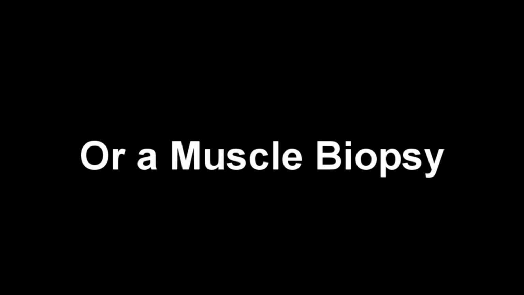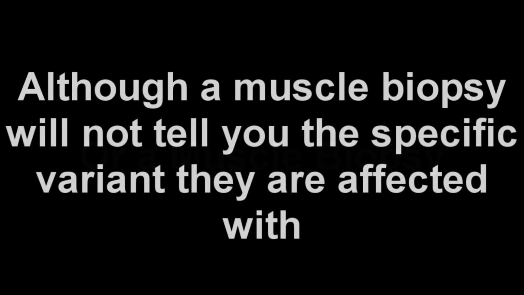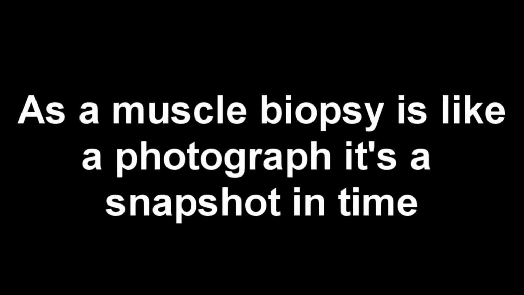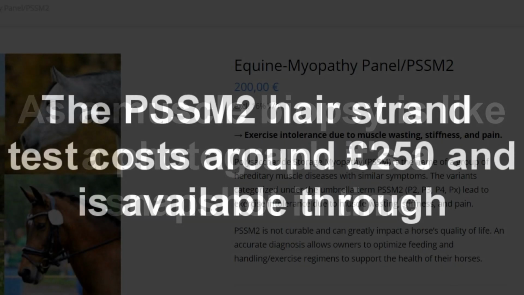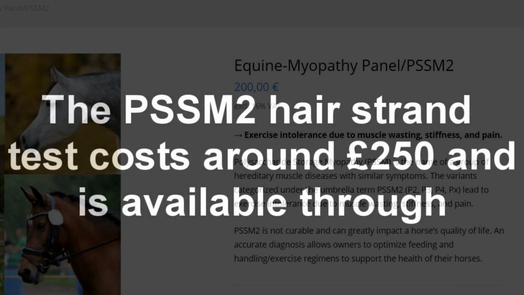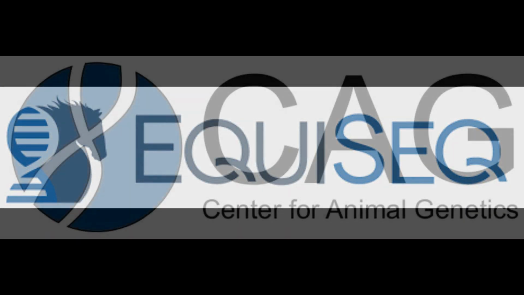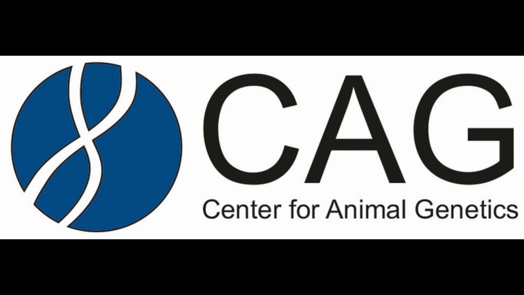How do I test for PSSM2? PSSM2 can be tested via hair strand test or a muscle biopsy, although a muscle biopsy will not tell you the specific variant they are affected with. It will only show if a horse has PSSM2 if they are severely symptomatic, as a muscle biopsy is like a photograph. It's a snapshot in time. The PSSM2 hair strand test costs around £250 and is available through Equisec for USA owners and CAG for the UK, Europe and the rest of the world, including Australia.